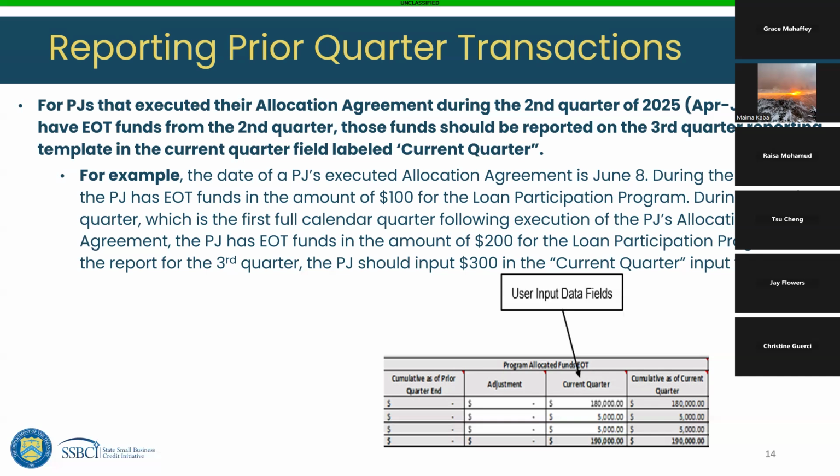Another example would be program income. If the jurisdiction has program income from the quarter prior to the required reporting period, the jurisdiction should report the prior quarter income along with the current quarter in the current quarter field of the report. Okay, that covers the prior quarter transactions. Let's move to the next slide.